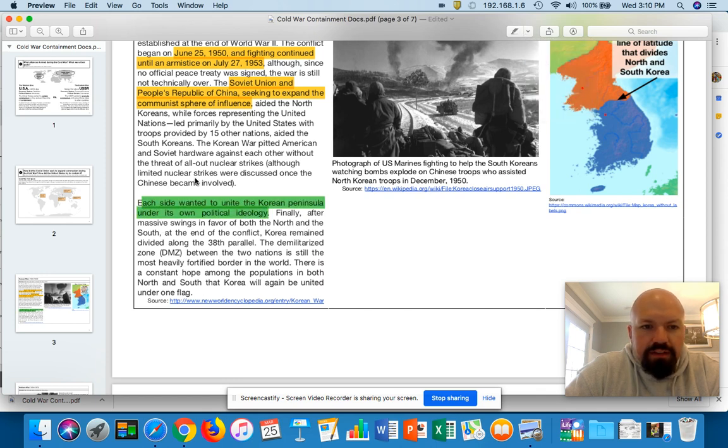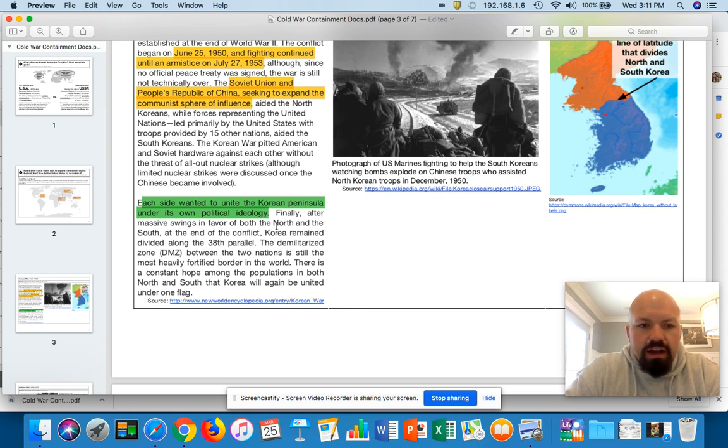Finally, after massive swings in favor of both the North and the South, meaning that both countries kind of started winning and then the other side would take over and they'd go back and forth, North and South. At the end of the conflict, Korea remained divided along the 38th parallel. So after the 3 years, they basically got back to that same spot. The demilitarized zone, or the DMZ, between the two nations is still the most heavily fortified border in the world.